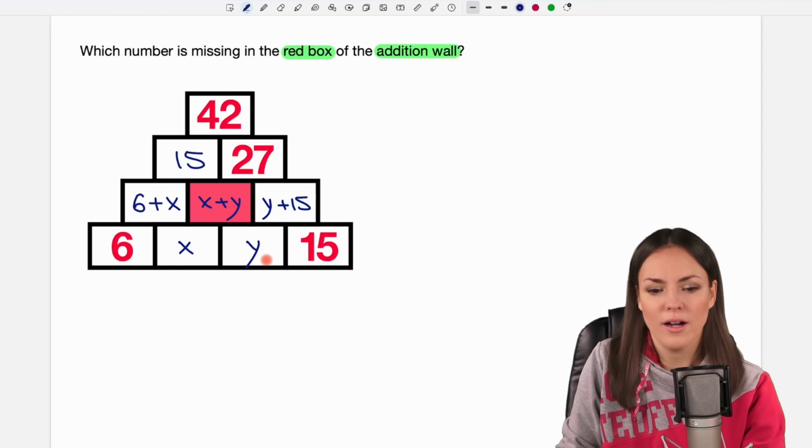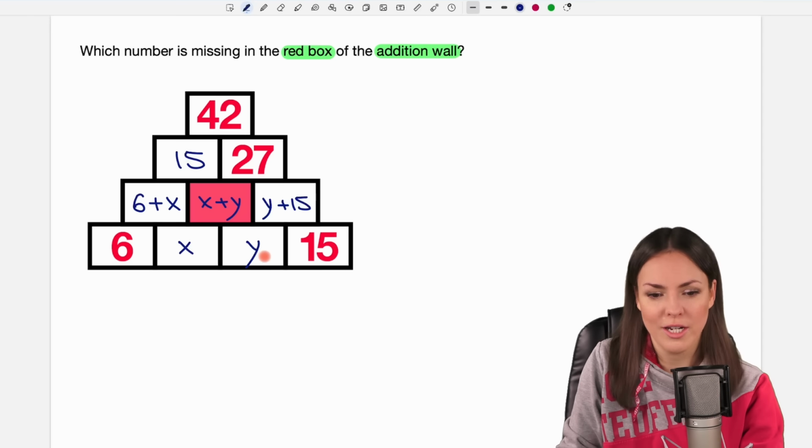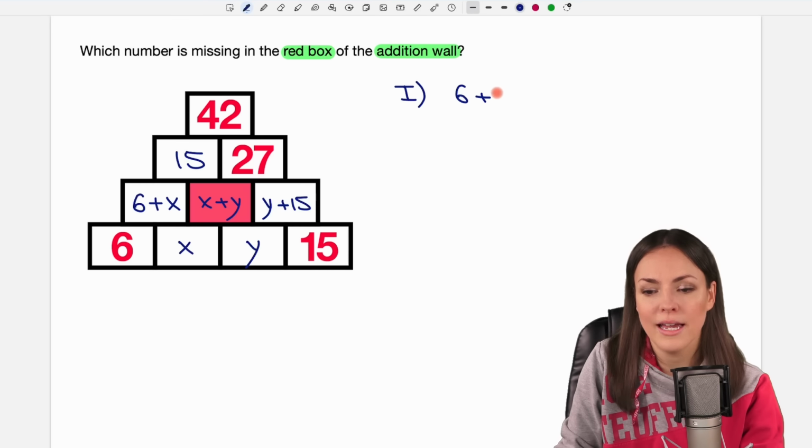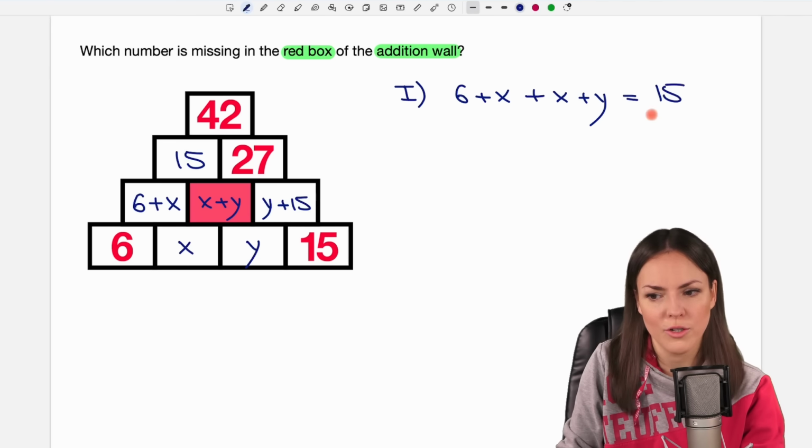Okay, x and y are my variables. If I had two equations, I could solve this system of equations for x and y. So how do I get two equations here? Well, if I add these two boxes, I get this result. So this is a first equation. If I do 6 plus x, and I add this box to this, so I add x plus y, then I get a result of 15. This is my first equation.